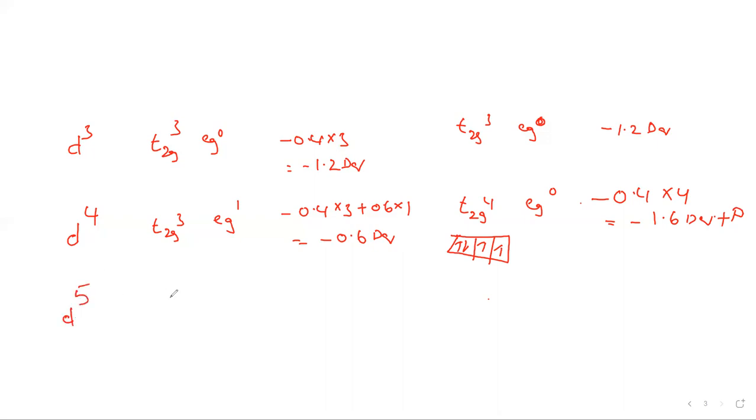Next is the d5 configuration. In the case of a weak field ligand, the configuration is t2g3 eg2. So delta O is calculated as minus 0.4 into 3 plus 0.6 into 2. There are no paired electrons. Minus 1.2 plus 1.2 is 0.0 Dq.